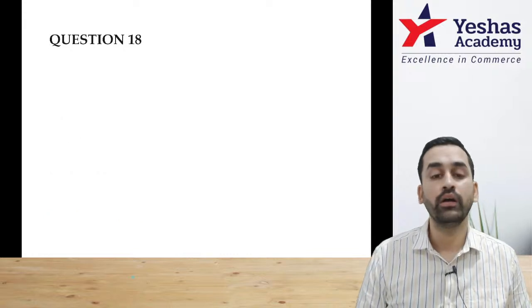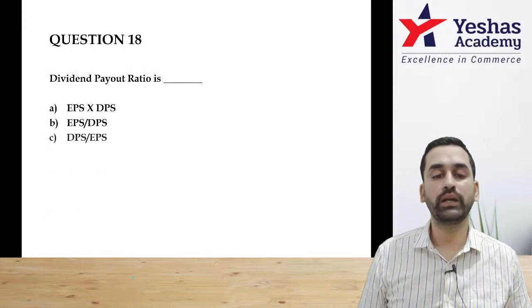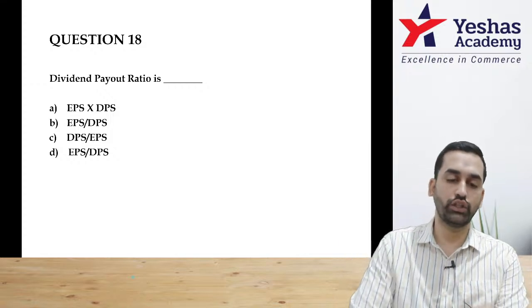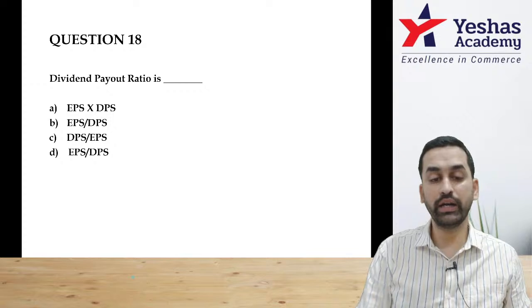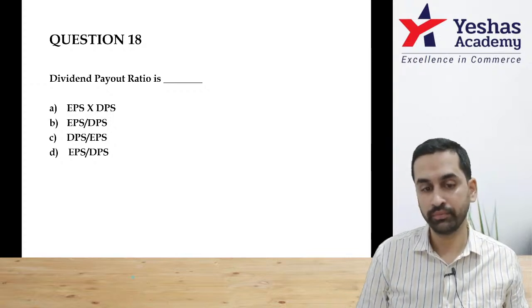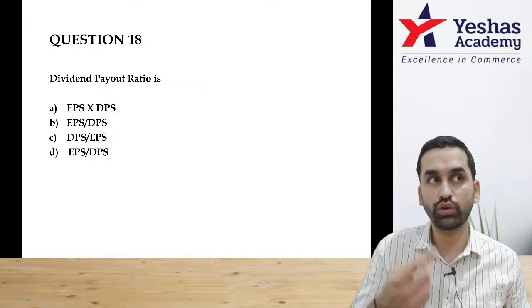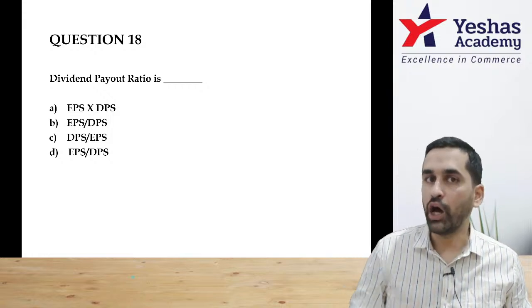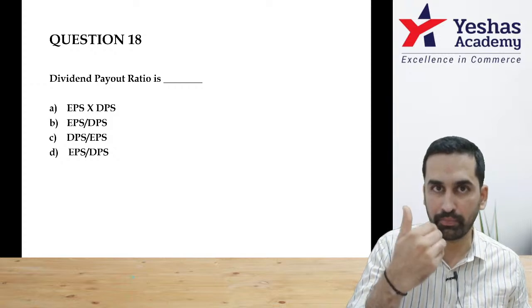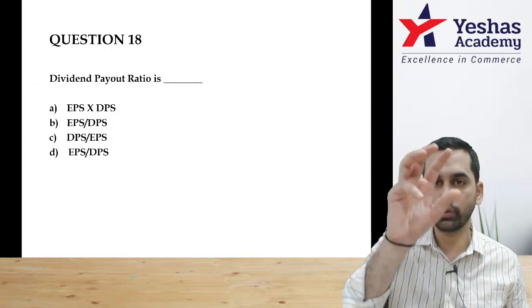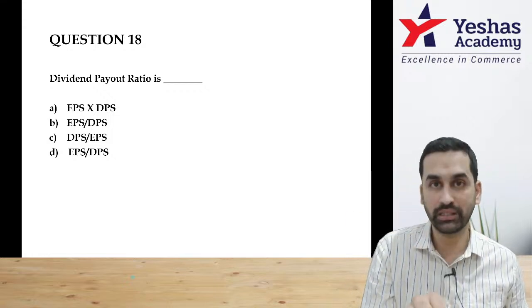Right, sir. Question number 18. Dividend payout ratio is dash. First of all, dividend payout ratio means what? How much dividend we are paying out of earnings. How much dividend per share we are paying out of total earning per share. That means it should be DPS by EPS.